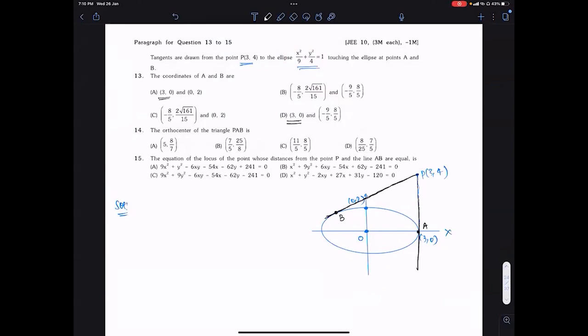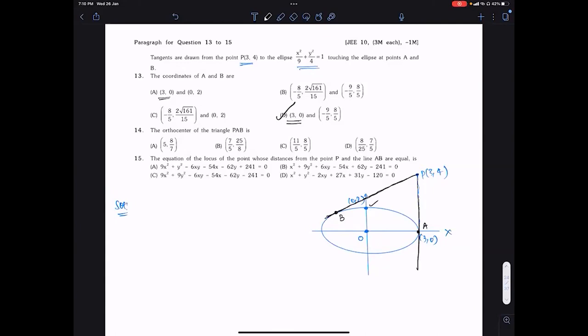One of them. Okay. So obviously from the figure, A is not the touching point because (0, 2) is here. So I think D we can conclude it as the correct answer. Okay. But let us find out B, how it is (minus 9 by 5, 8 by 5). Okay. Simple.